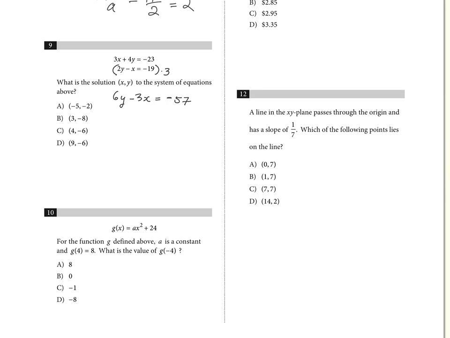Then what I would do is I would add this equation to that equation, which causes the 3's to disappear. So 3x plus negative 3x is gone, and then I have 4y plus 6y is 10y, and then I have negative 23 plus negative 57 is going to be negative 80. So my y is equal to negative 8. And if I trust myself, I can just pick b, because it's the only one that has negative 8 as a y value.